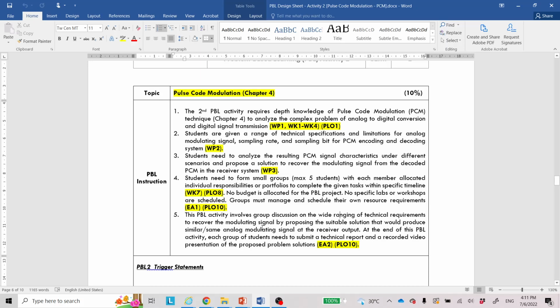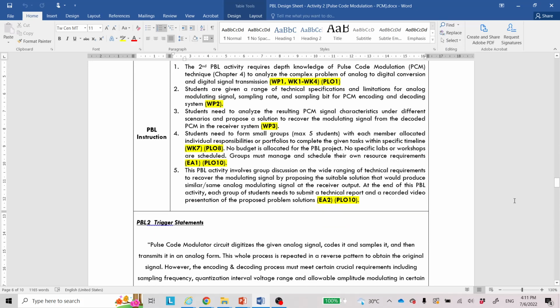Okay. These PBL activities involve group discussions on the wide ranging of technical requirements to recover the modulating signal by proposing the suitable solution that would produce same analog modulating signal at the receiver output. So it involves transmitter and receiver part. You produce PCM, and from the PCM received at the receiver, you want to produce the original signal. Okay. At the end of this PBL activity, each group of students needs to submit a technical report and recorded video presentation of the proposed problem solutions.